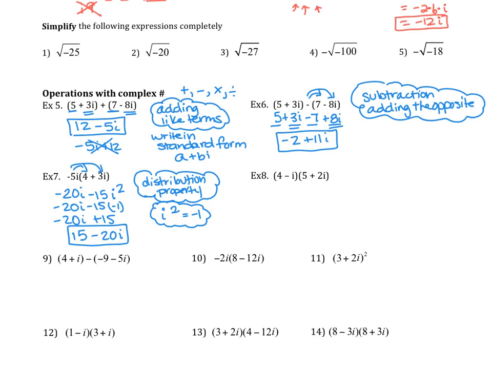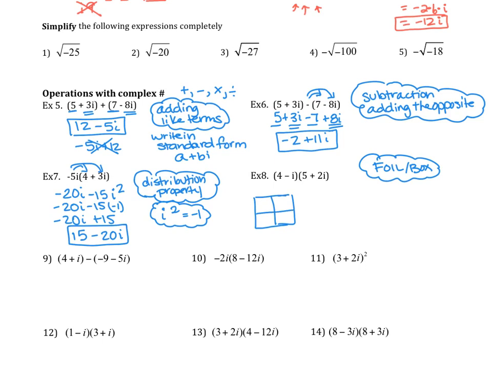Let's take a look at a FOIL or box problem. So this would be a FOIL or box multiplication problem. And let's go ahead and do box with this. It's a 2 by 2 box.